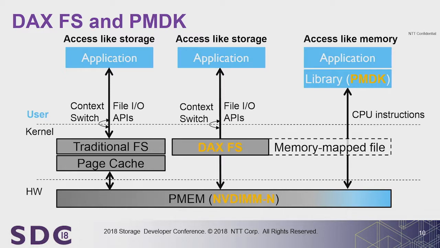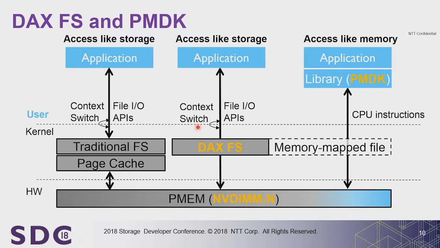I think there are three patterns of IO stack. First, the left figure shows the current IO stack. Many applications use file IO APIs, such as read and write syscalls. Context switch is needed.